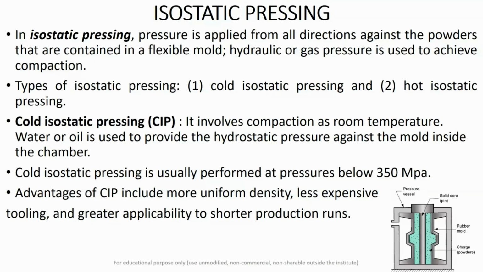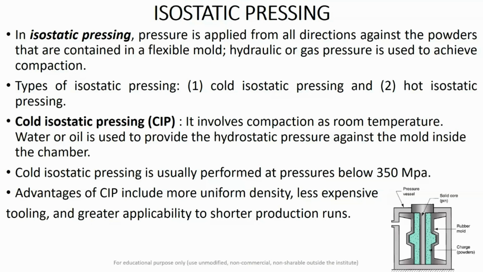So isostatic pressing means the pressure is applied from all directions, and this compaction is taking place in a flexible mold. The pressure was applied with the help of water, oil, or some gas. So basically, there are two types of isostatic pressing. One is cold isostatic pressing, and the other is hot isostatic pressing.